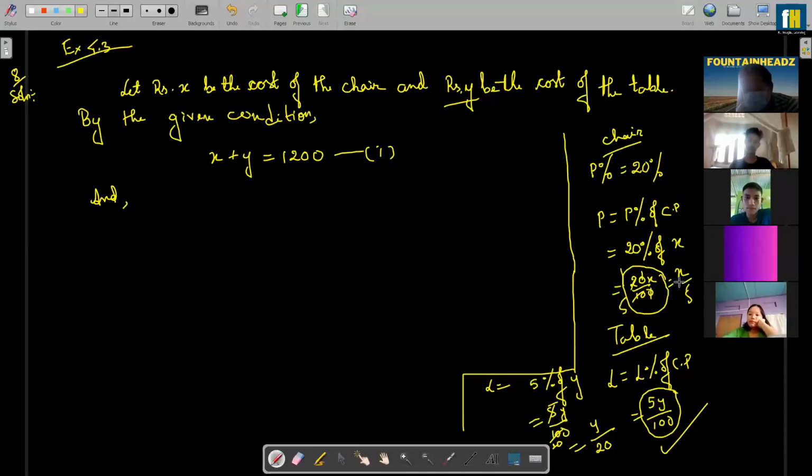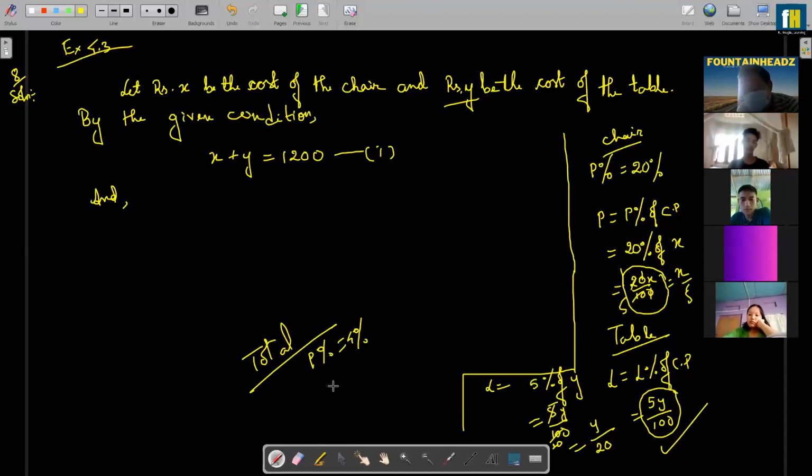The profit is 4%. In the table you have the total, and the total profit percent of the profit is 4%. So the profit percent is 4% here.